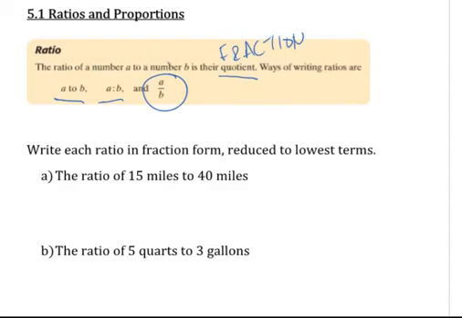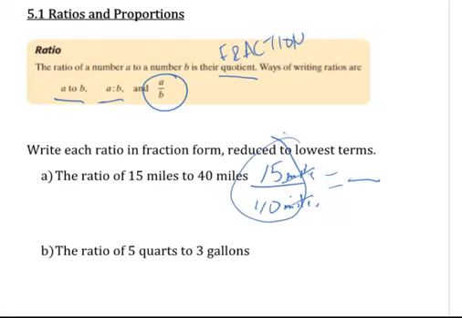So for the first examples here, it says write each ratio in fraction form and reduce to lowest terms. Okay, so in a ratio, what I'm going to do is I'm going to write 15 miles to 40 miles. And if you notice, I'm writing the units, I'm writing the word miles. So the first thing I'm going to do here is I'm going to reduce it by canceling my units, and then I can also reduce 15 over 40. I can divide both those numbers by 5. So 5 goes into 15 3 times, 5 goes into 40 8 times.